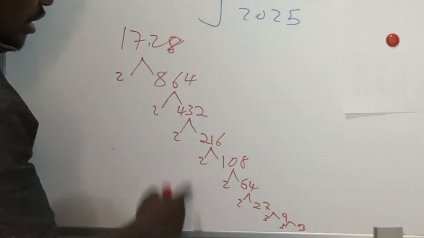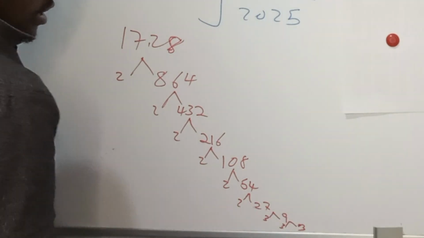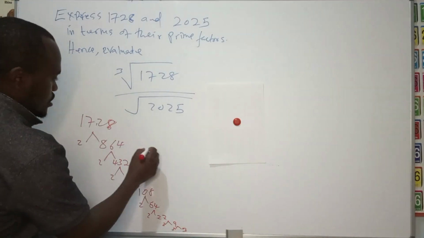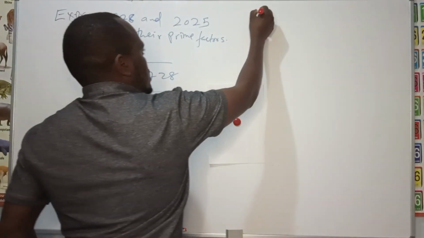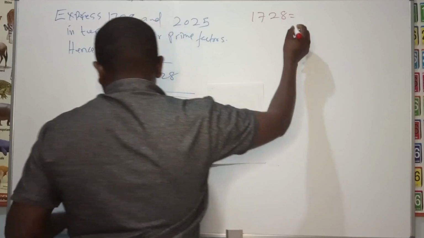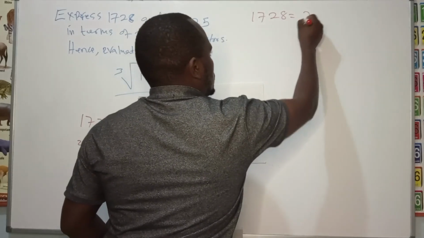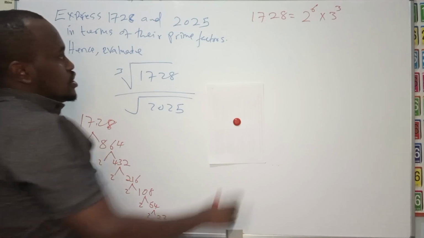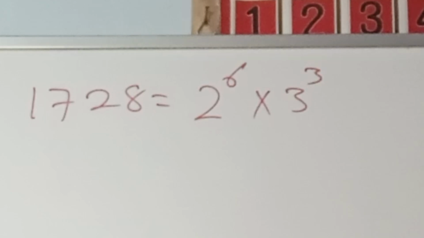Alright? I hope this is clear. Now, the prime factors for 1728: 1728 is equal to 2 times 2 times 2 times 2 times 2 times 2, that is 2 raised to 6, times 3 times 3 times 3, which is 3 raised to 3. So this can be expressed as 2 raised to 6 times 3 raised to 3 in terms of its prime factors.